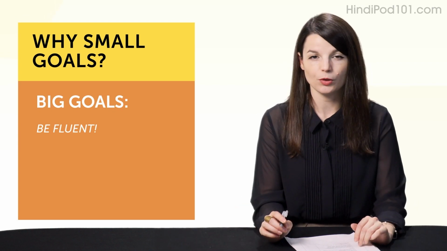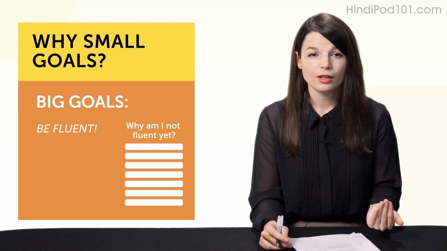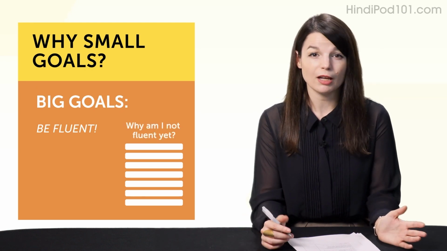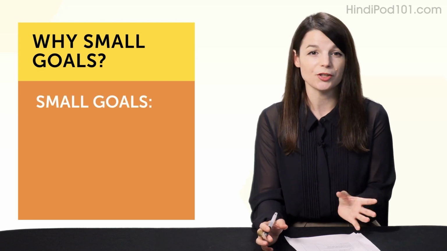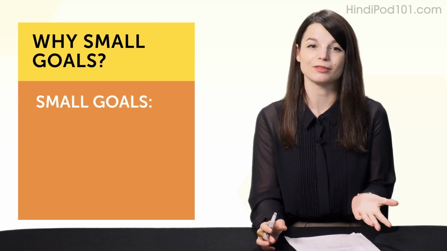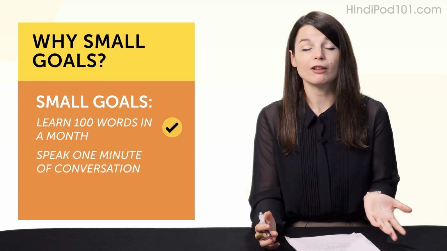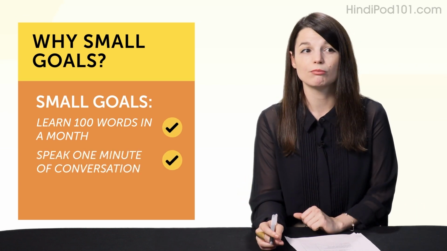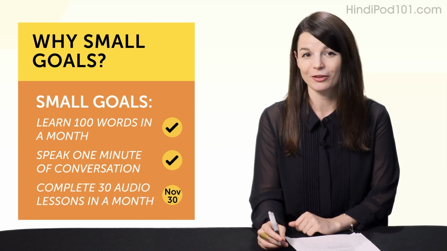maybe you buy a textbook, you read the first chapter, then you start wondering if you're getting any better. You start worrying you'll never be fluent, and you give up. If you do this, you need to start setting small, measurable goals. For example, learn 100 words in a month, or speak 1 minute of conversation, or do 30 of our audio lessons in 1 month. Deadline November 30th.